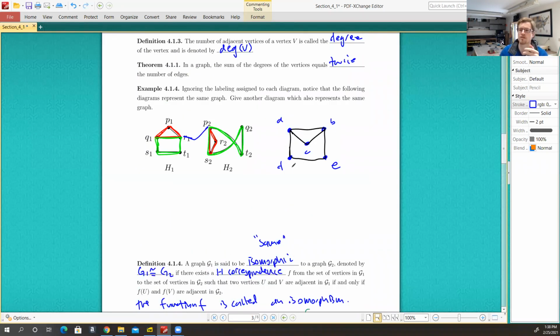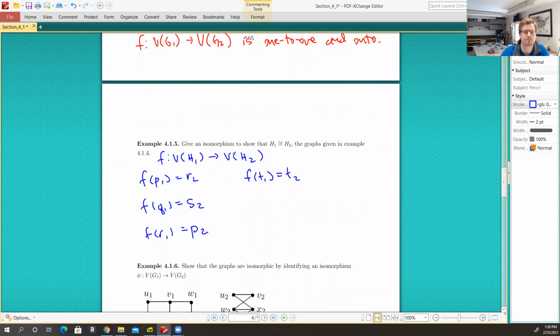And then there's only one vertex left, but I should make sure that I've got it all correct here. S1, I'm saying, should go to Q2, and it should be adjacent to the image of Q1, and it should be adjacent to the image of T1. So Q2 should be adjacent to the image of T1, which is T2. And Q2 needs to be adjacent to the image of Q1, which was S2. Perfect, it is. So Q2 is the image of S1. Excellent. This is an isomorphism.